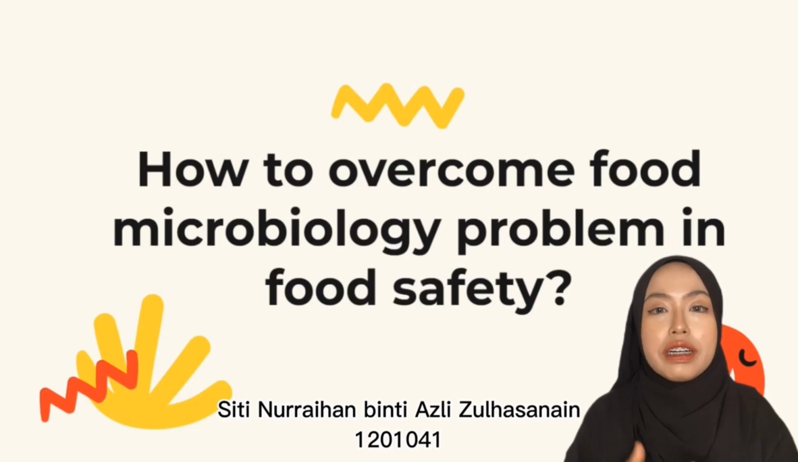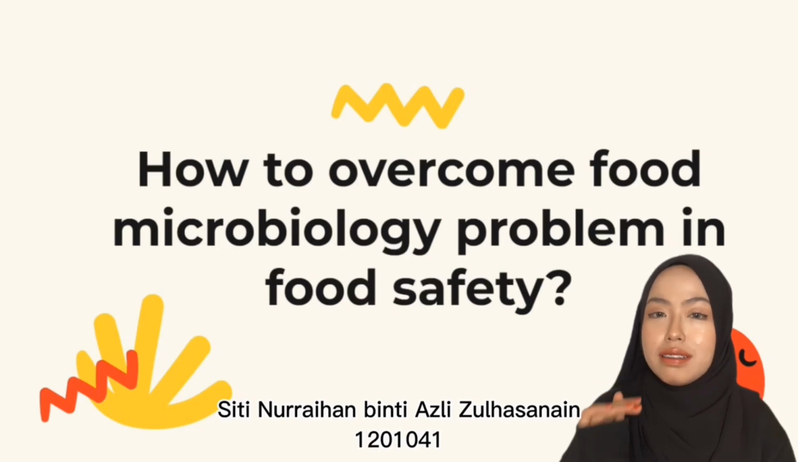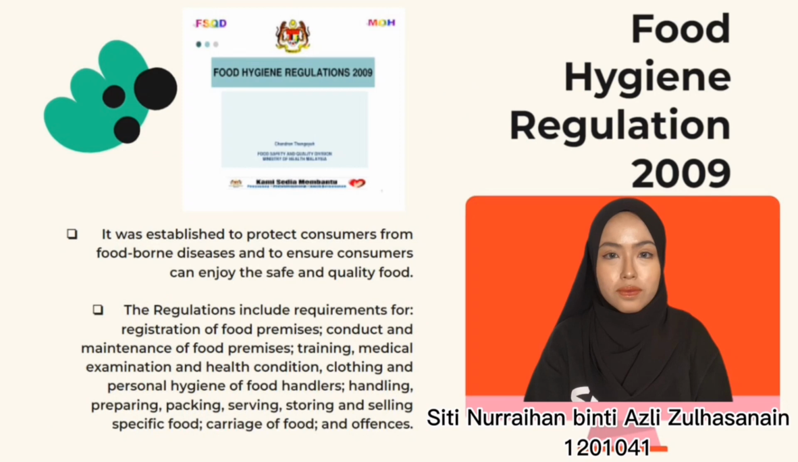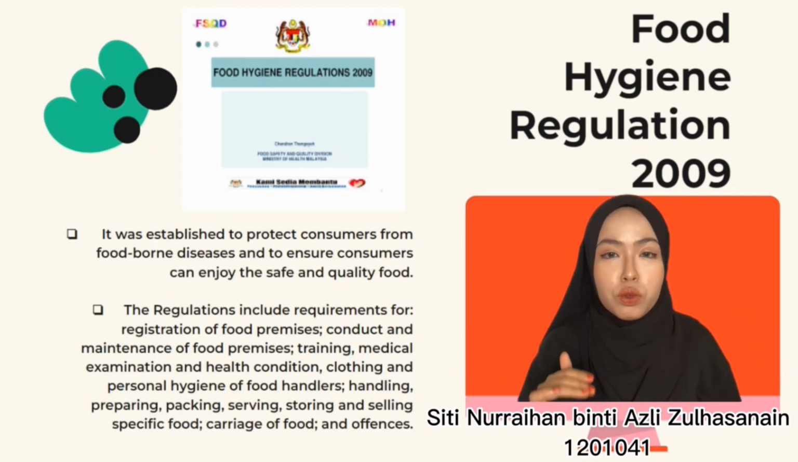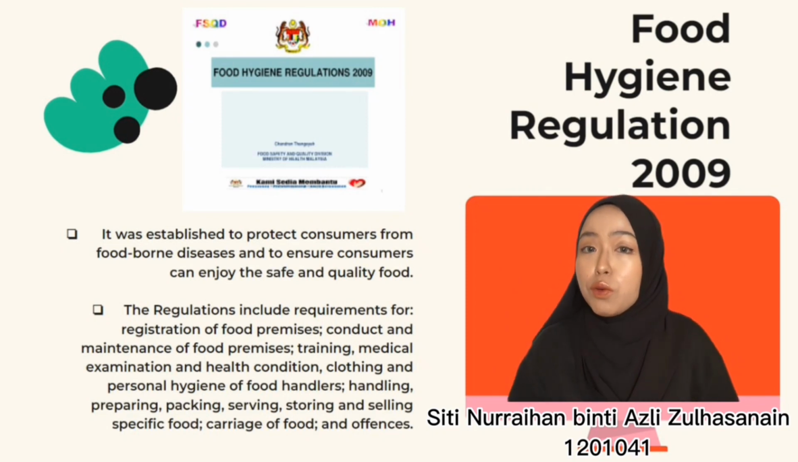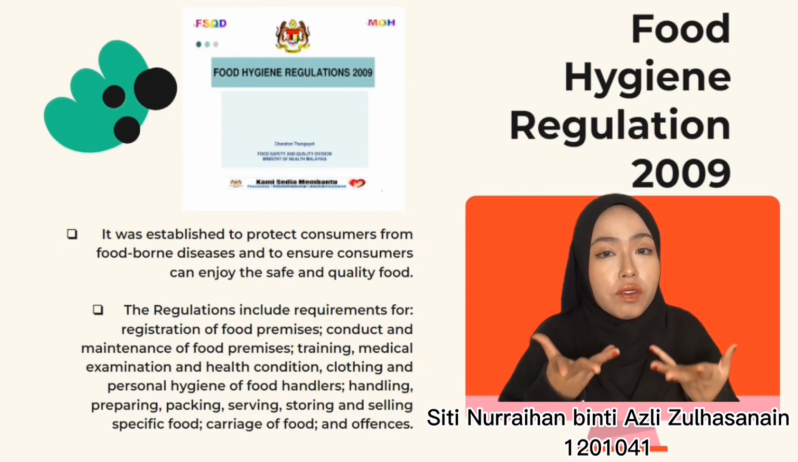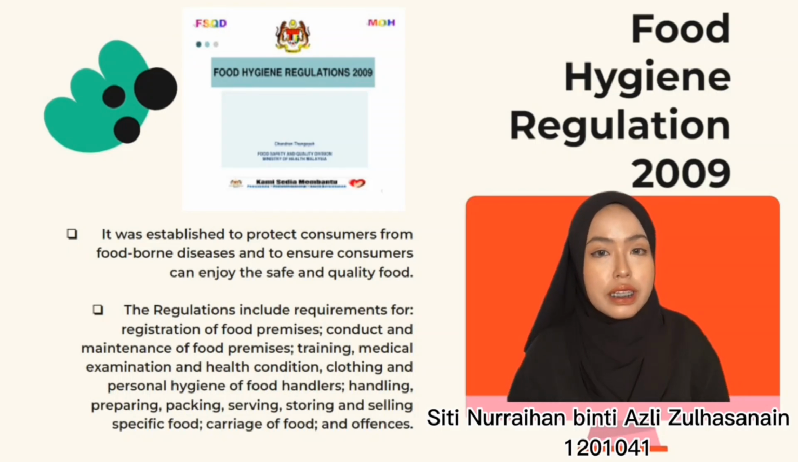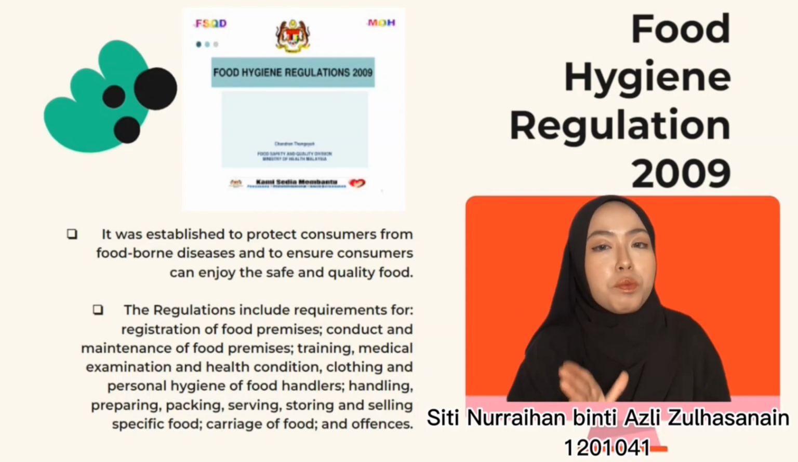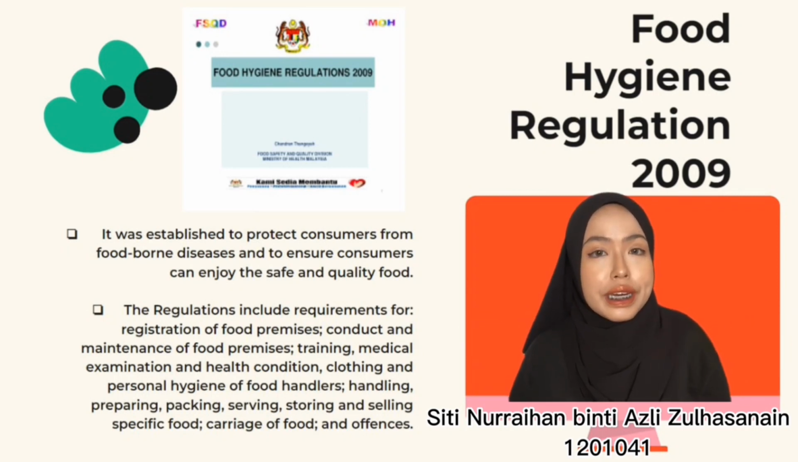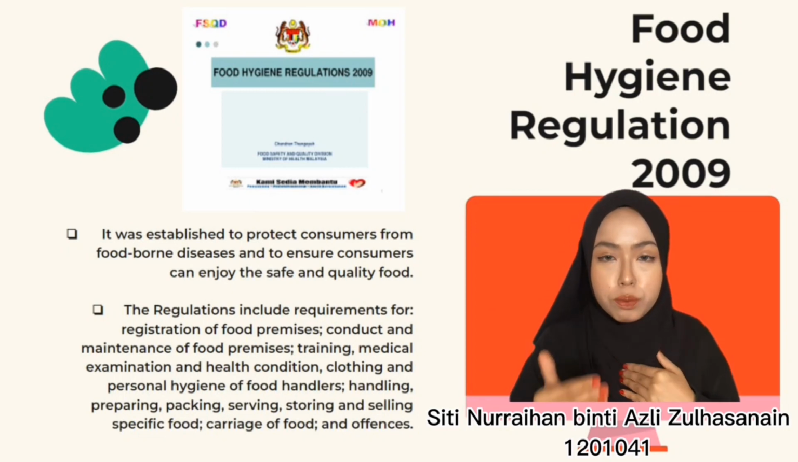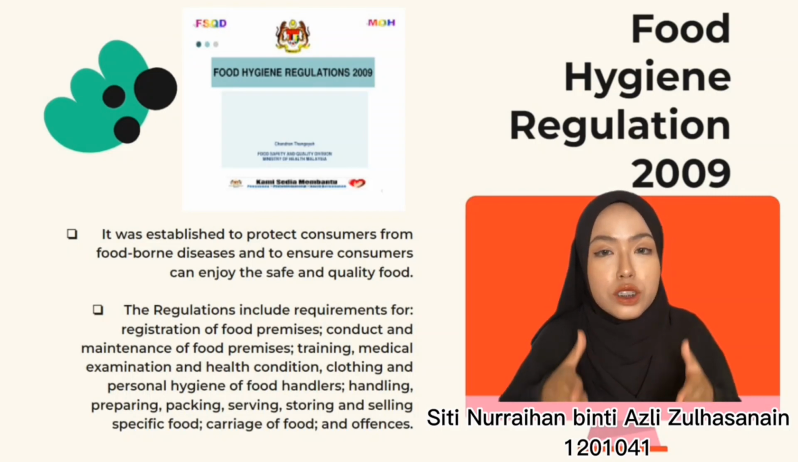Next, ways to overcome food microbiology problems to increase food safety. Many countries across the world continue to see high rates of foodborne disease outbreaks. In conjunction with the government's effort to maintain the interests of all related parties, particularly involving hygiene and proper food preparation, the Ministry of Health outlined the Food Hygiene Regulation (FHR) in 2009. It was established to protect consumers from foodborne disease and to ensure consumers can enjoy safe and quality food.